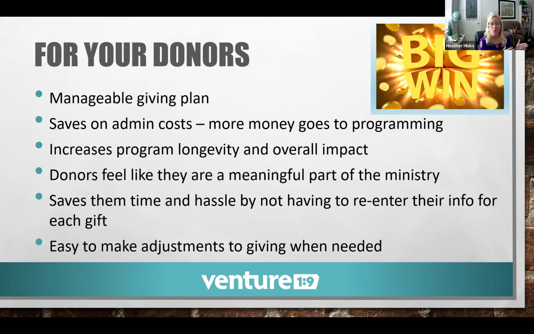It's manageable for people. They can fit it in. They also want to know it saves on admin costs. Most donors don't like big money going to admin. Because it's going over and over and you have fewer people involved on staff, more money goes to programming. It also increases program longevity. They like that idea. If we're putting more energy into our programs, then our programs can last longer and be more impactful. Donors want to hear stuff like that. They want to know they're a meaningful part of a ministry.